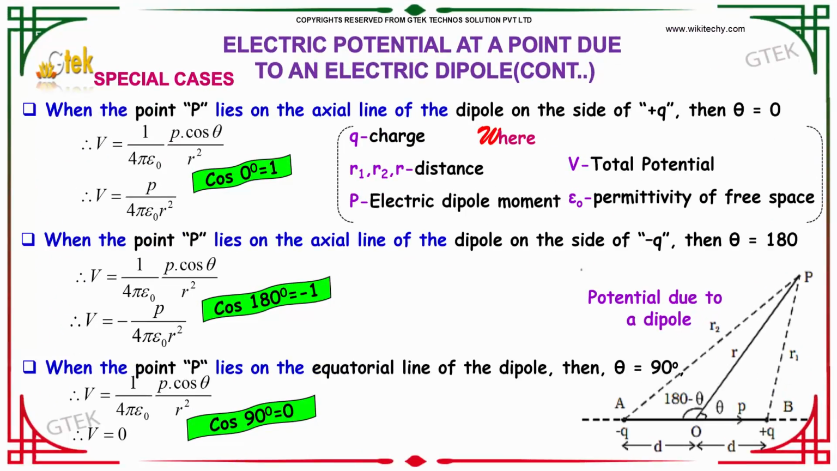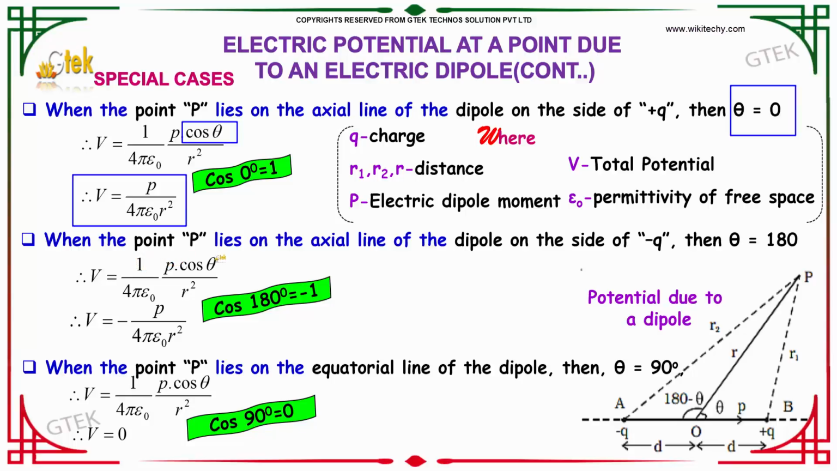So in terms of this electric potential at a point due to an electric dipole, let's check out these special cases. When the point P lies on the axial line of the dipole on the side of plus q, then the value of theta will be 0. If you substitute 0 in theta, it will become cos 0 equal to 1. So this term will become 1. Therefore, we will be getting V equal to p divided by 4 pi epsilon naught into r square.